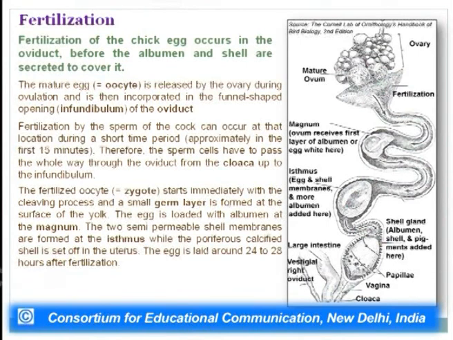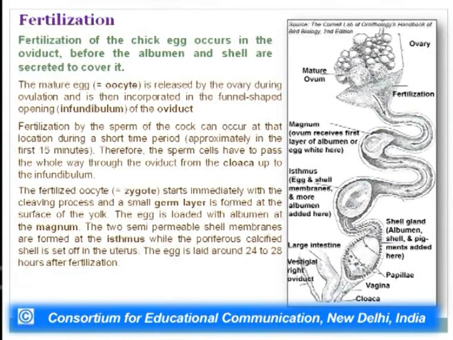But right now we have to understand that after the oocyte has been fertilized, it moves to the magnum area where it is loaded with albumin. The two semi-permeable shell membranes are formed at the isthmus, and the porous calcified shell is set in the uterus. The egg is laid around 24 to 28 hours after fertilization.